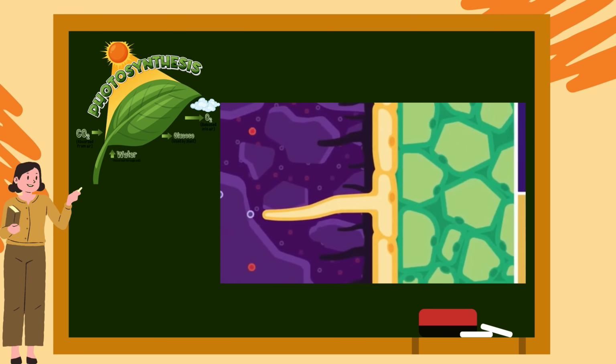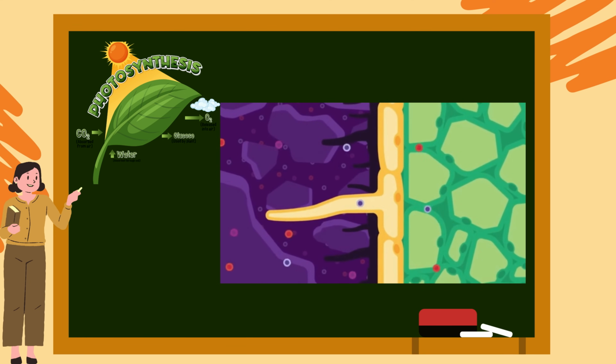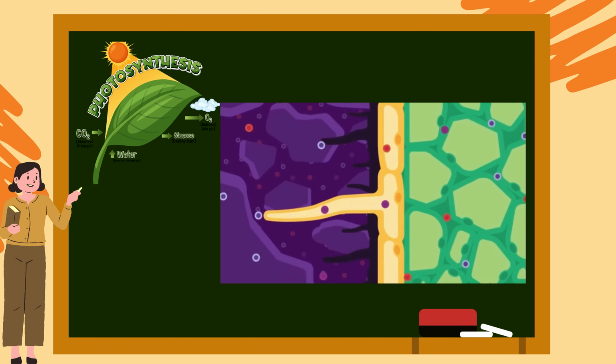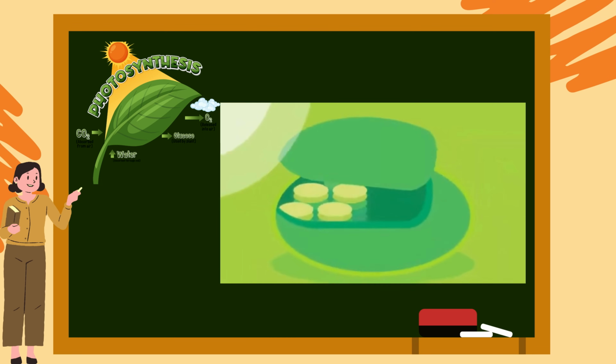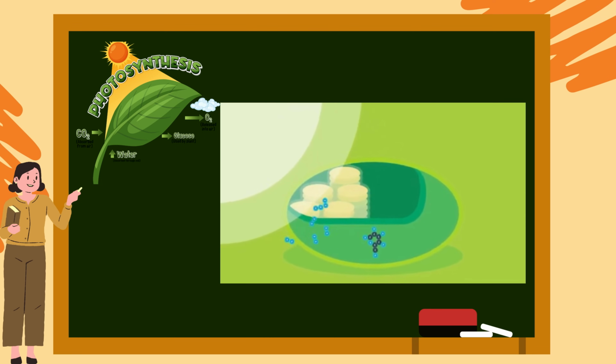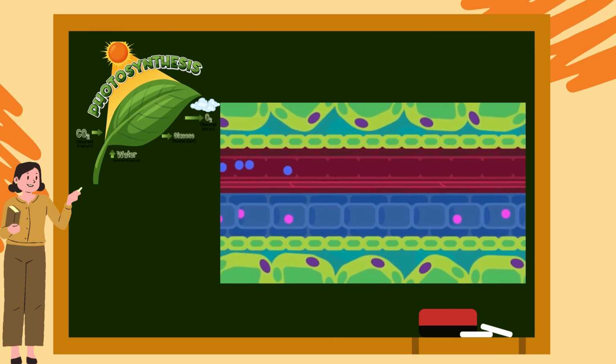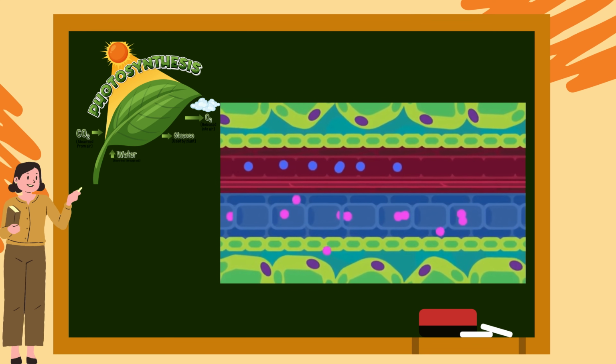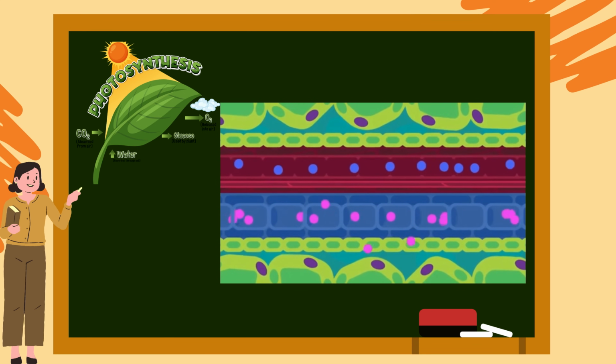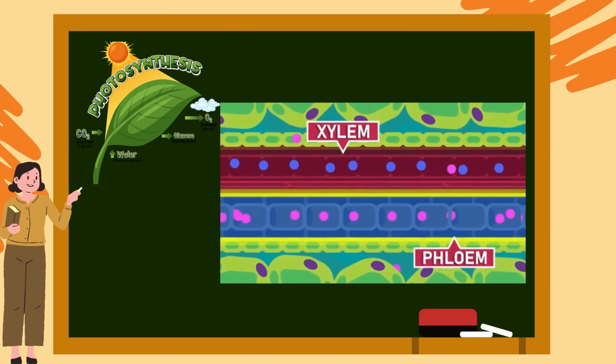In plants, vital substances like water and minerals are provided by the soil and are absorbed via the root, while the glucose is produced in the leaf during photosynthesis. The vascular tissue allows the substances to move from certain parts of the plant to the others. The two main vascular tissues in plants are the xylem and the phloem.